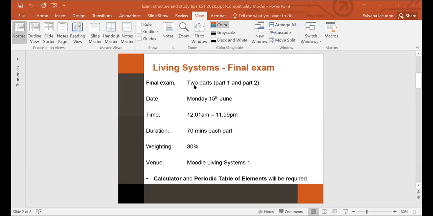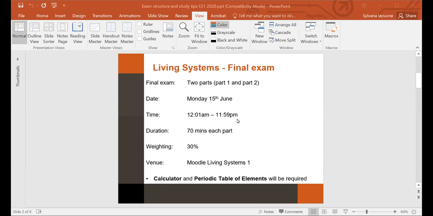All right, so the two parts of the Living Systems final exam are referred to as part 1 and part 2. You may have seen these pop up on Moodle under assessments. If you scroll right down to the bottom of the assessment section, you'll actually see exam part 1 and exam part 2. They will both be available on Monday, the 15th of June, as you know, because the exam timetable has been released. And I'll show you that once again before you log off tonight.